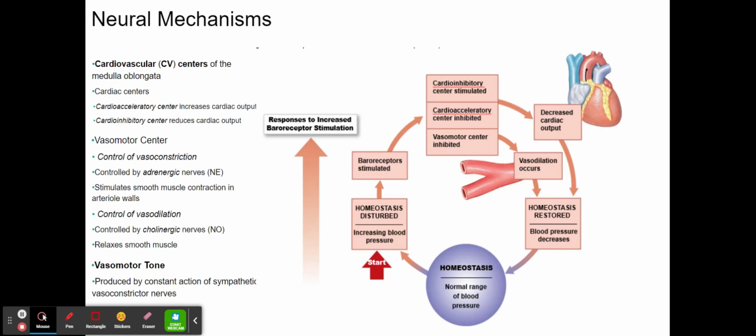Their axon terminals release nitric oxide as a neurotransmitter. Nitric oxide has an immediate and direct relaxing effect on the vascular smooth muscle cells in the area. The sympathetic vasoconstrictor nerves are always active, producing a significant vasomotor tone. This vasoconstrictor activity normally keeps the arterioles partially constricted.